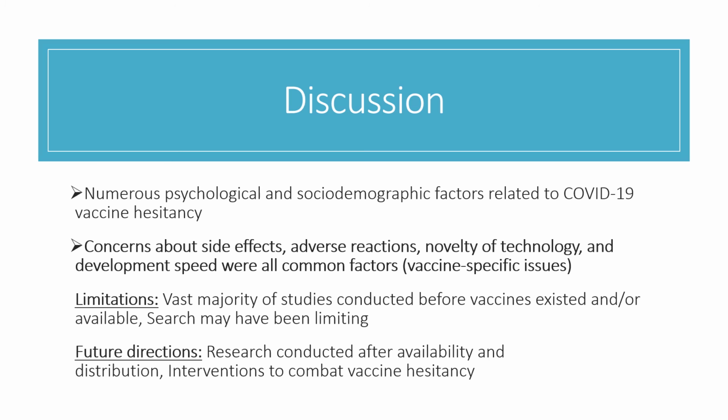And then, although this review focused on the psychosocial factors, you should know that there are general factors, which the WHO matrix table lists as vaccine-specific issues. And those are concerns about side effects of the vaccine, possible adverse reactions, the novelty of the technology used in the vaccine, as well as the speed at which the vaccine was developed. All of those are common factors that aren't necessarily best explained by a social science, but are shared by individuals across these studies.